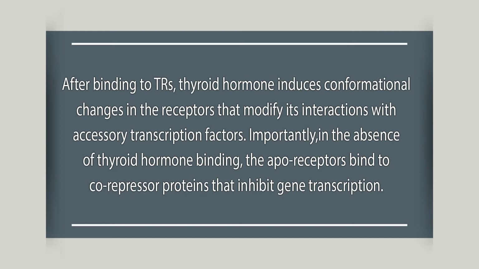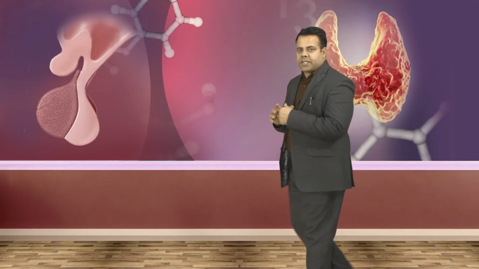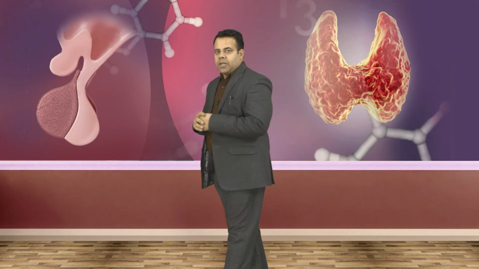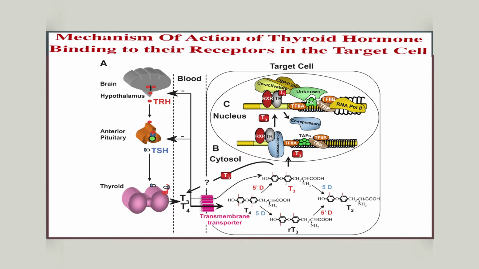After binding to the TRs, thyroid hormone induces conformational change in the receptors that modify its interactions with accessory transcription factors. Importantly, in the absence of thyroid hormone binding, the aporeceptor binds to co-repressor proteins that inhibit gene transcription. Hormone binding dissociates the co-repressors and allows the recruitment of co-activators that enhance transcription. The discovery of thyroid hormone interactions with co-repressors explains the fact that thyroid hormone receptors silence gene expression in the absence of hormone binding.